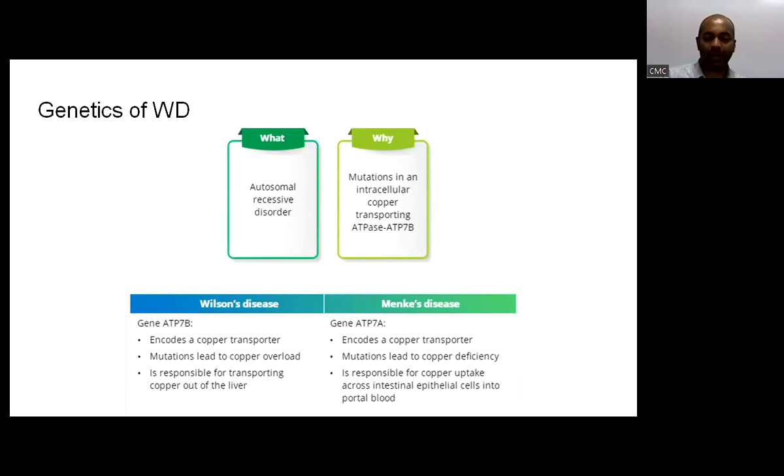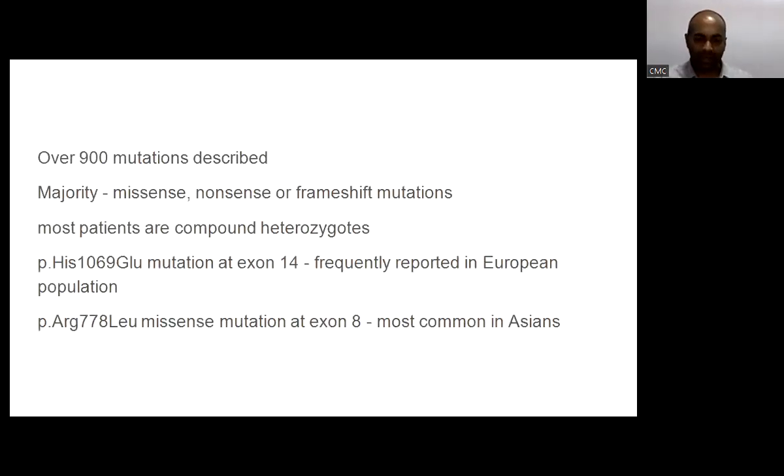ATP7B encodes a copper transporter responsible for transporting copper out of the liver, so mutations lead to copper overload. While ATP7A also encodes a copper transporter, its mutation leads to copper deficiency. We'll see how it works.